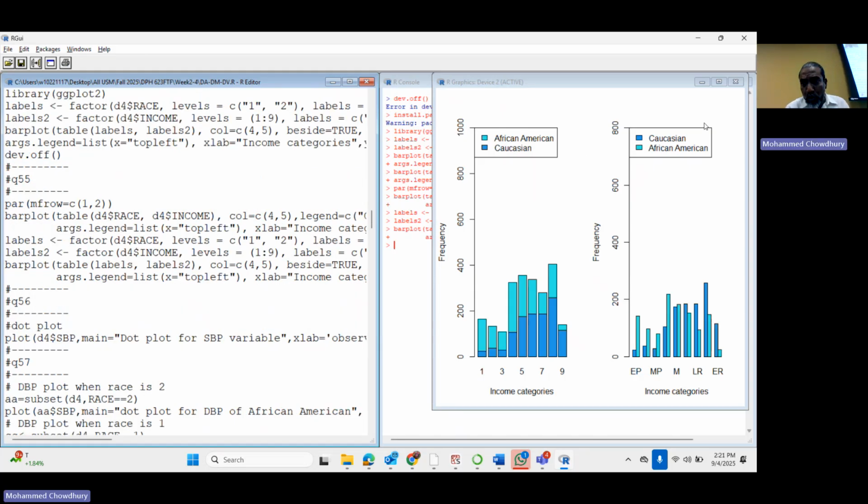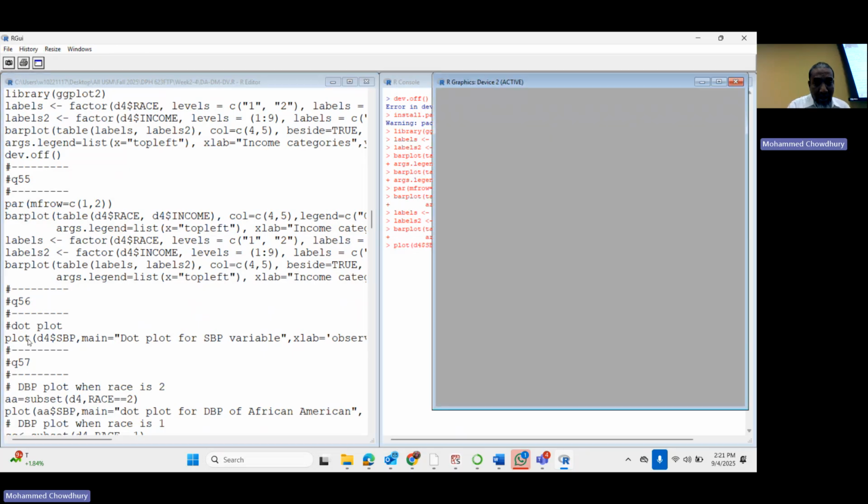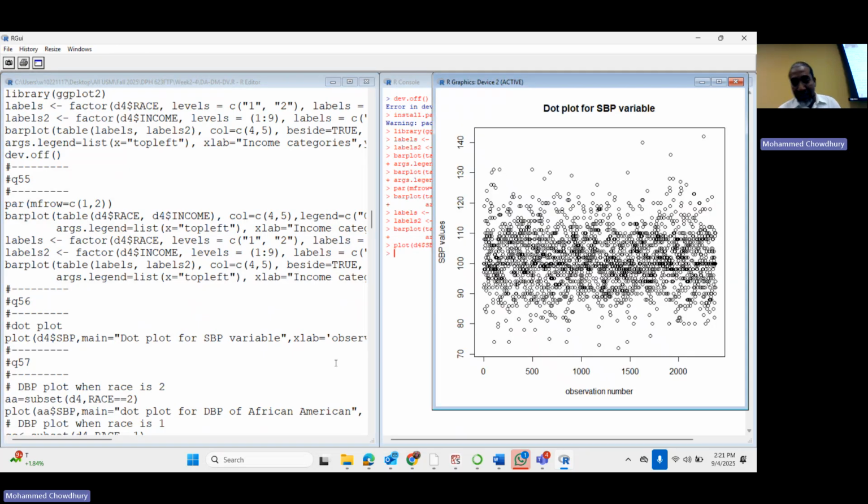Now I want to do a dot plot. Dot plot means the plot that you want to have by observation number. Here is the observation number and here are the SBP values. So observations like 1, 2, 3, 4, 5, 6, or 2000 numbers are in there, and then you want to see the values.